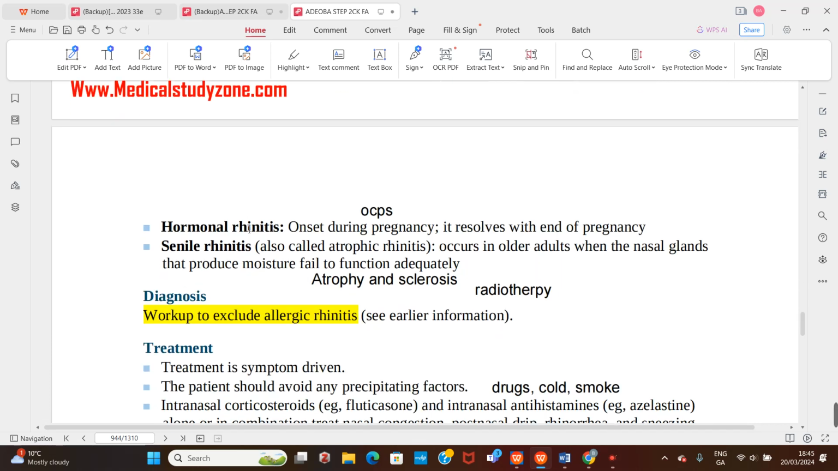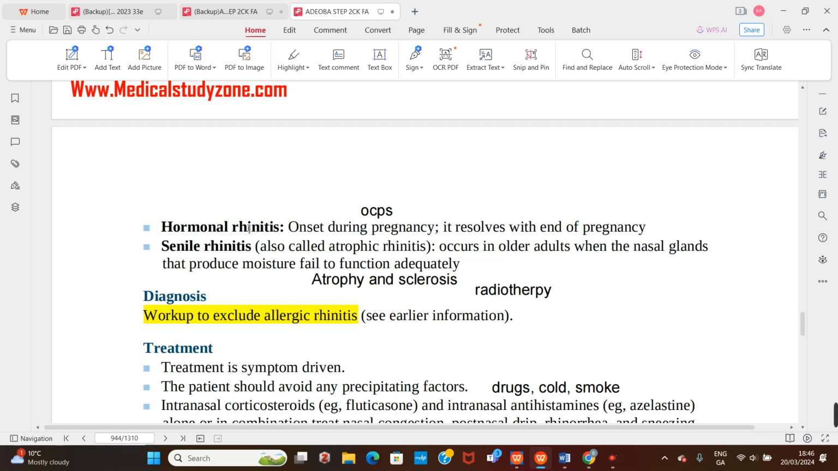Then hormonal. So hormonal rhinitis typically occurs in people that are pregnant, and it resolves at the end of pregnancy, and it is also very common in people that use OCP. So it has been linked to estrogen effects. Then the last is senile rhinitis, which is also known as atrophic rhinitis. Very common in old people, because the nasal gland fails to produce mucus due to destruction. So the area is very dry, can provoke inflammation, which leads to eventual atrophy and sclerosis of the nasal mucosa. It is also very common in people that are exposed to radiotherapy for a long time. They can have senile rhinitis.